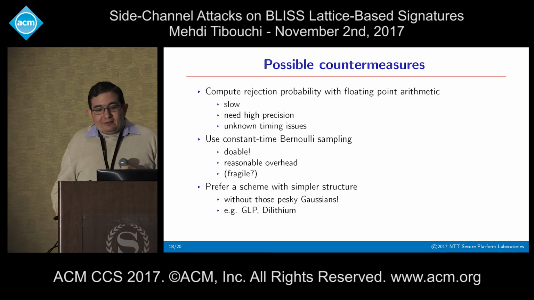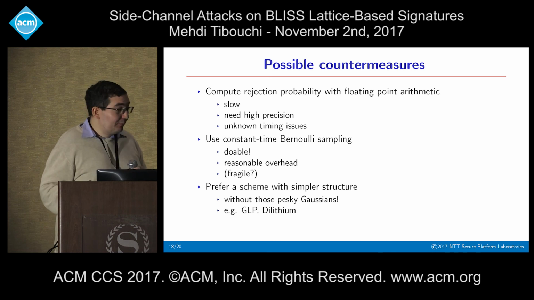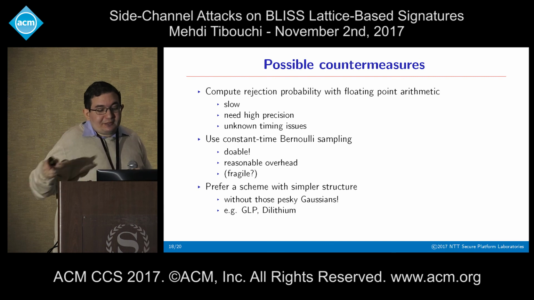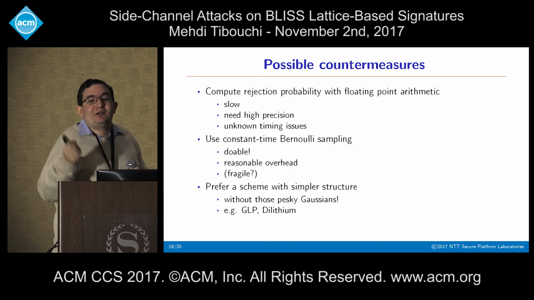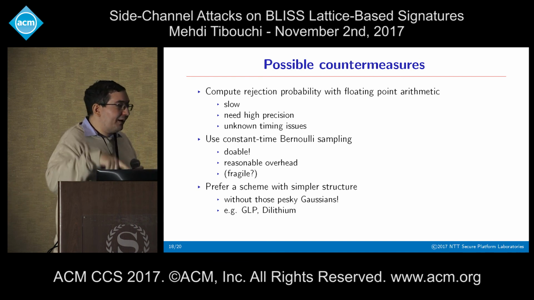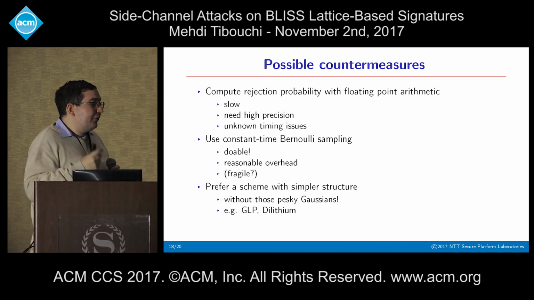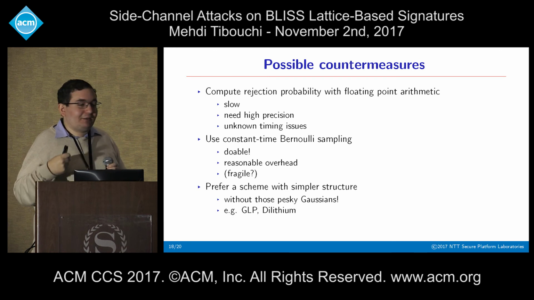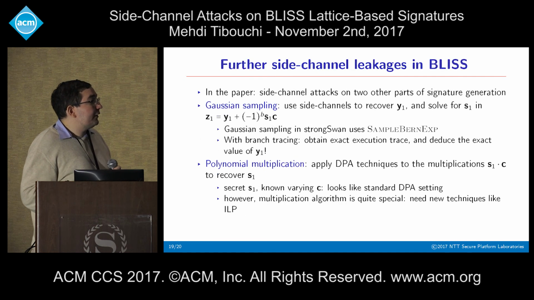So again, like the previous talk, I would recommend considering a scheme with a simpler structure. The very complicated nature of the rejection sampling is caused by the fact that you have Gaussian distributions for the masks Y, and using uniform distributions instead results in schemes that are probably stronger against side channels, like GLP and Dilithium.